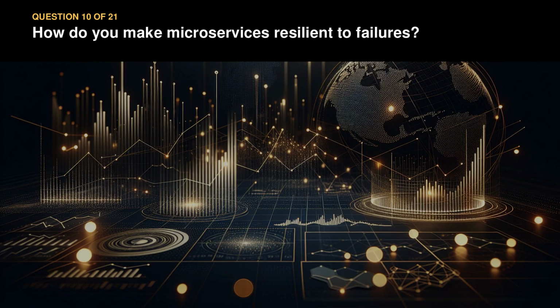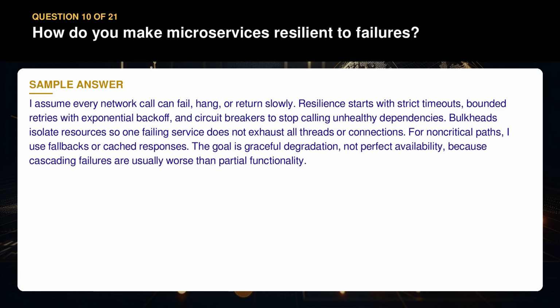Question 10. How do you make microservices resilient to failures? I assume every network call can fail, hang, or return slowly. Resilience starts with strict timeouts, bounded retries with exponential backoff, and circuit breakers to stop calling unhealthy dependencies. Bulkheads isolate resources so one failing service does not exhaust all threads or connections. For non-critical paths, I use fallbacks or cached responses. The goal is graceful degradation, not perfect availability, because cascading failures are usually worse than partial functionality.